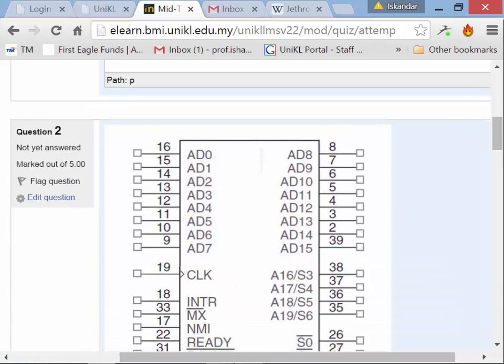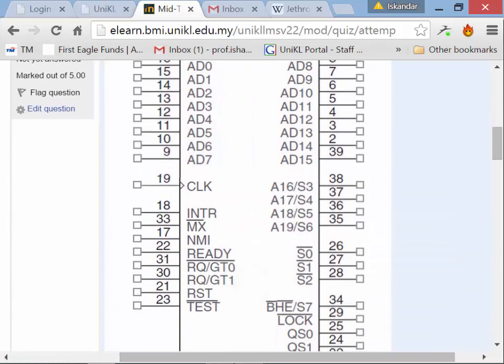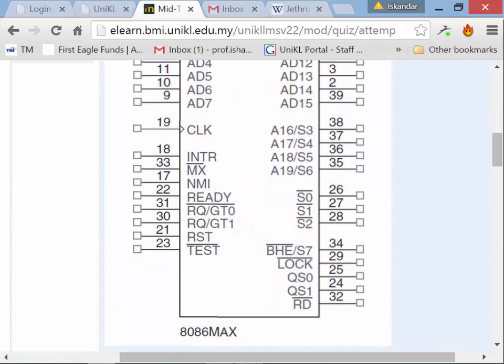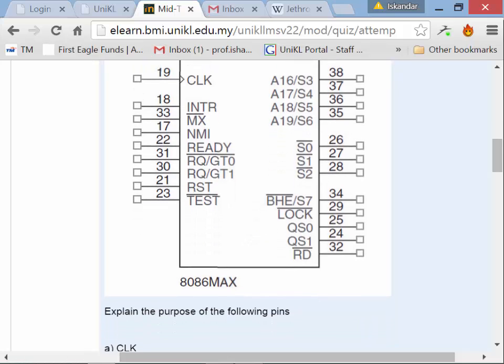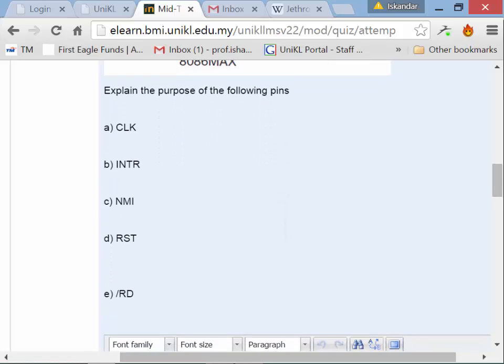The next one here, I simply cut and pasted a picture of the 8086: explain the purpose of the following pins. Let me go through it, and again, I'm going to answer these verbally. I'm not going to type the answers up. The clock, of course, is the clock for the microprocessor. It synchronizes all operations of the microprocessor. You don't have to get into much more detail on the purpose of the clock. It is a system clock.